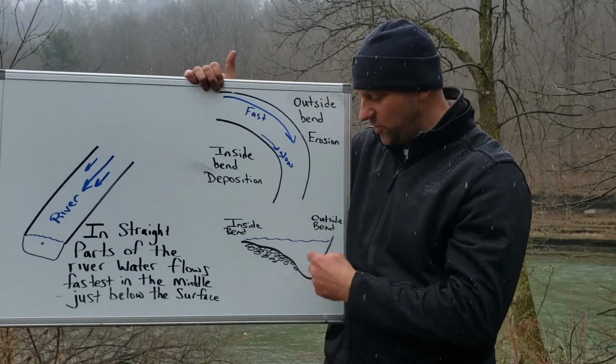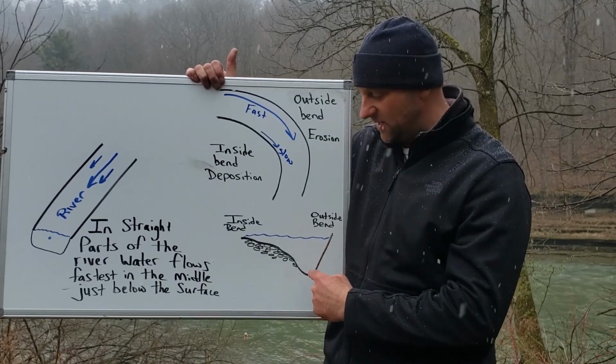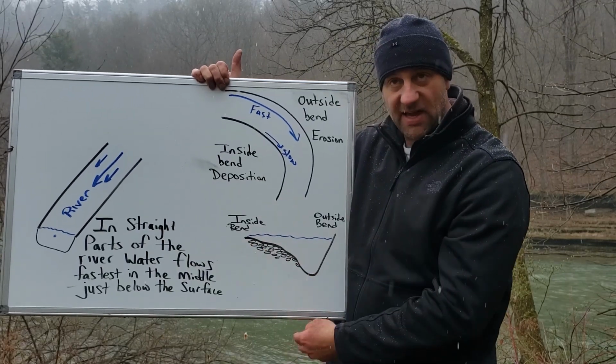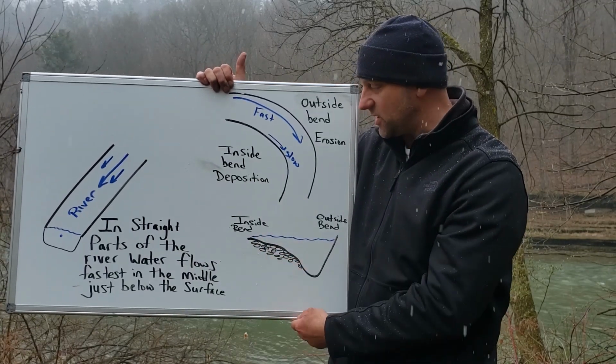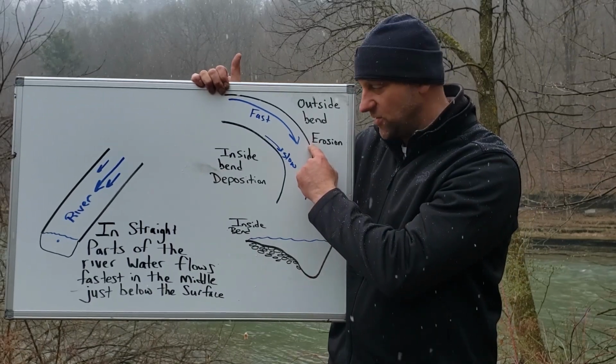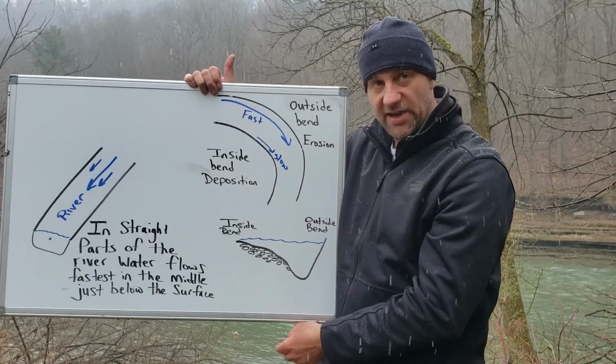In a profile view, we call this a cross-sectional view. What we would see is that the water is going to be deeper on the outside bend, and shallower on the inside bend, dominated by deposition on the inside bend of the river. So this spot right here would correspond to this spot in the river right here, and this spot right here would correspond to this spot right here in the river.